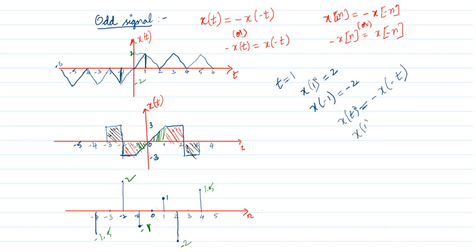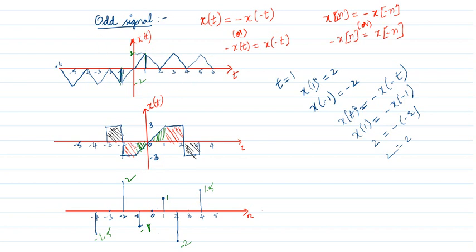Some example I am taking, right? So x of 1 is equal to minus x of minus 1. x of 1 is 2, minus of minus 2 is equal to 2. Right? Simple. The signal which is present in the positive time will be inverted in the negative time. Here it is positive, here it is negative. Suppose this side it is negative, it means here it will be positive.